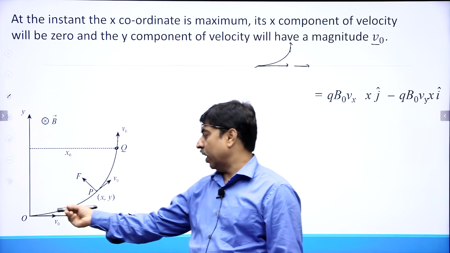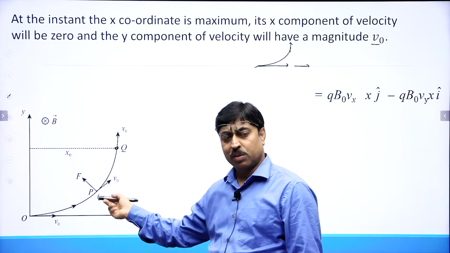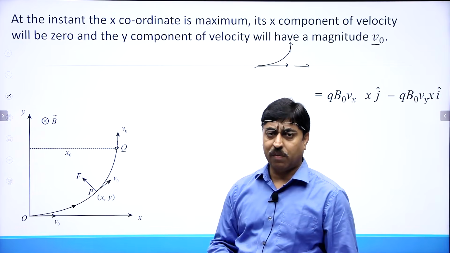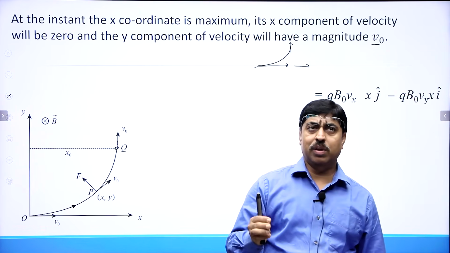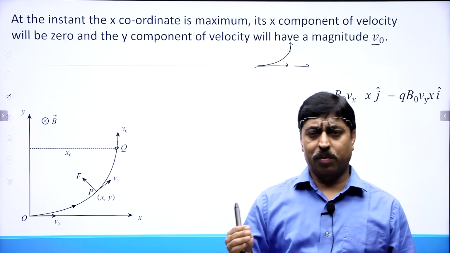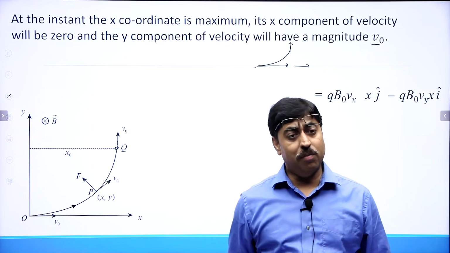Because till now the particle was having some velocity in x direction, so it was moving, advancing in x direction. But right now vx has become 0, so it has stopped moving in x direction, which means the entire velocity is in y direction.